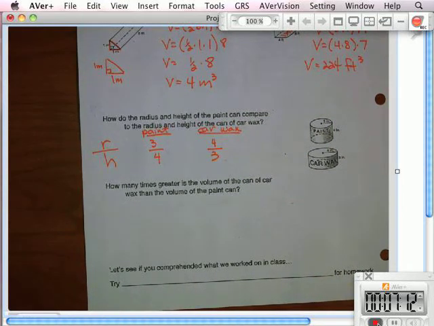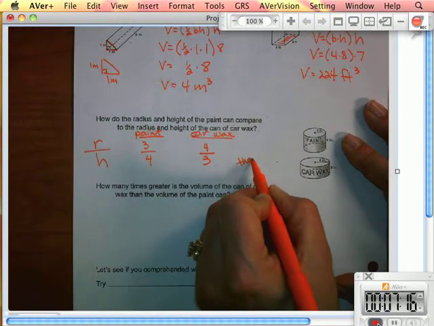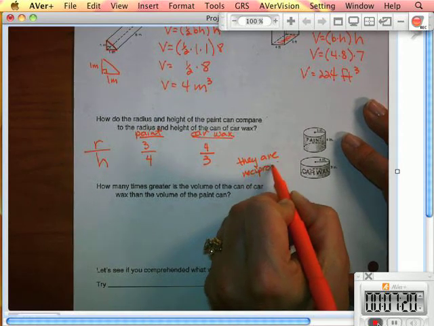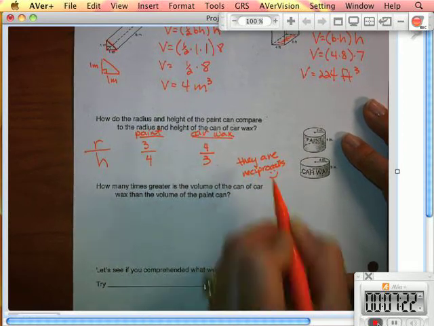What kind of numbers are those? Yeah, they're reciprocals, okay? They are reciprocals.